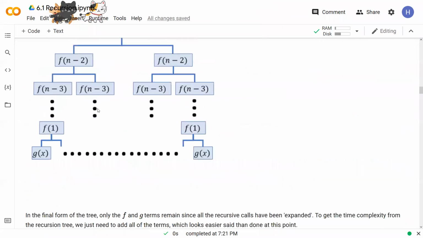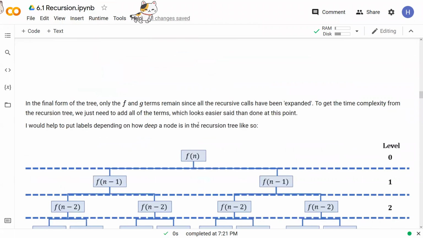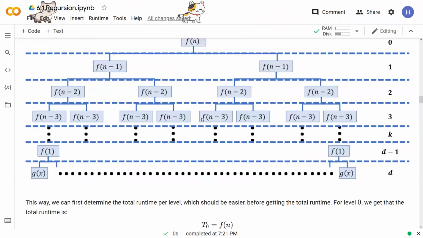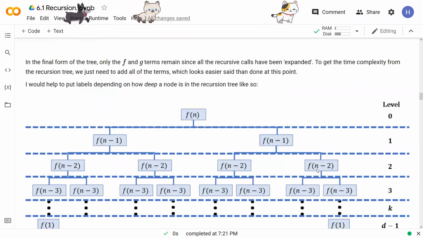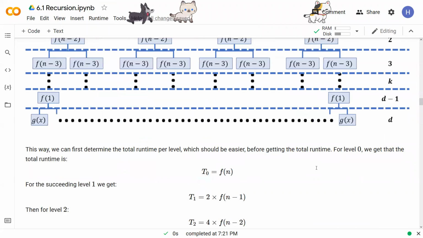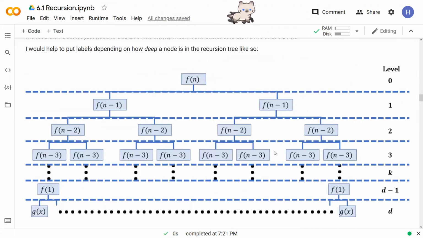And actually, notice din natin, wala nang mga T of N na terms. Puro F at saka G terms. So, technically, pwede na natin makuha yung ating time complexity dito. Ang kailangan na lang natin gawin is to add up all the terms in our recursion tree. So, ayun, pwede natin gawin. Instead of i-add natin ng minsanan, let's try to add them per level.